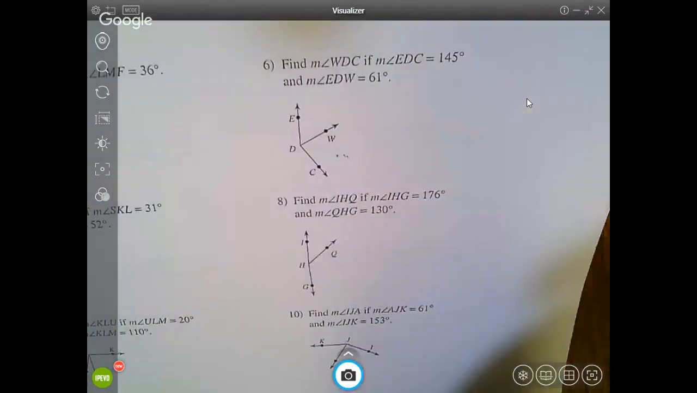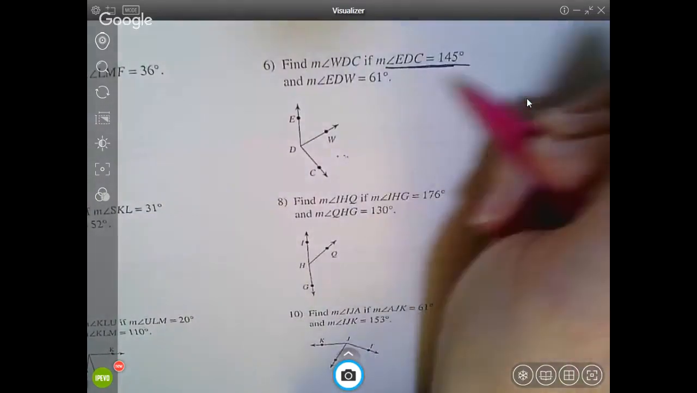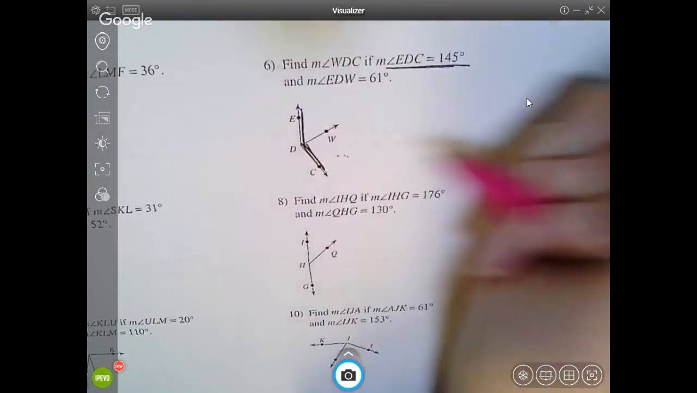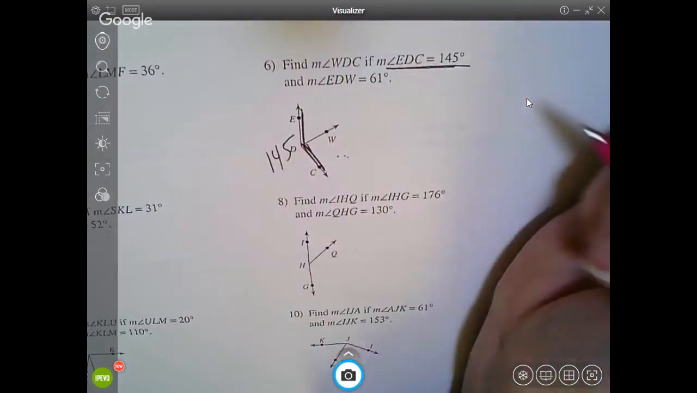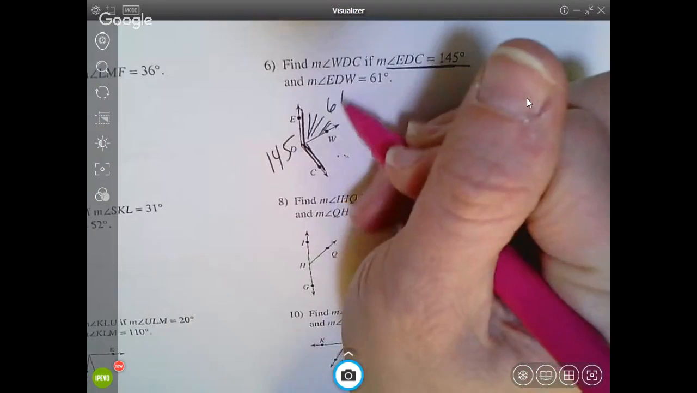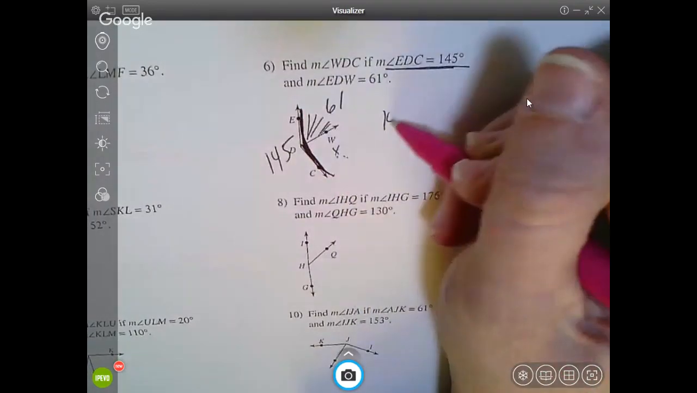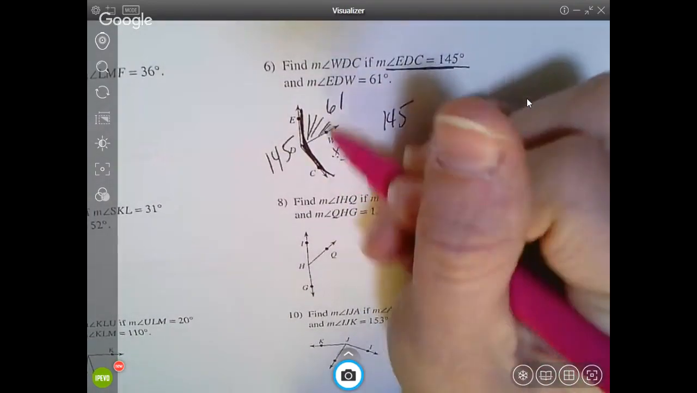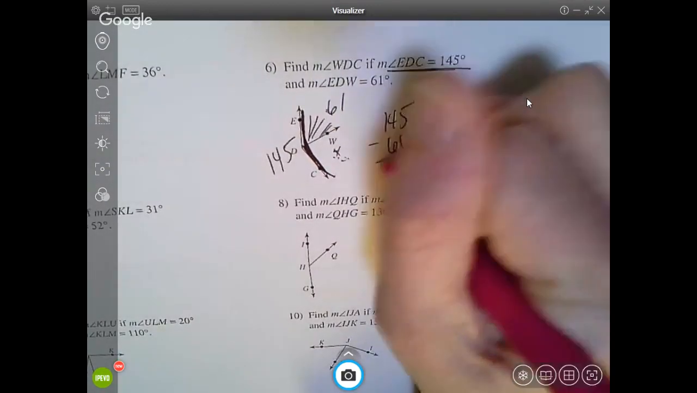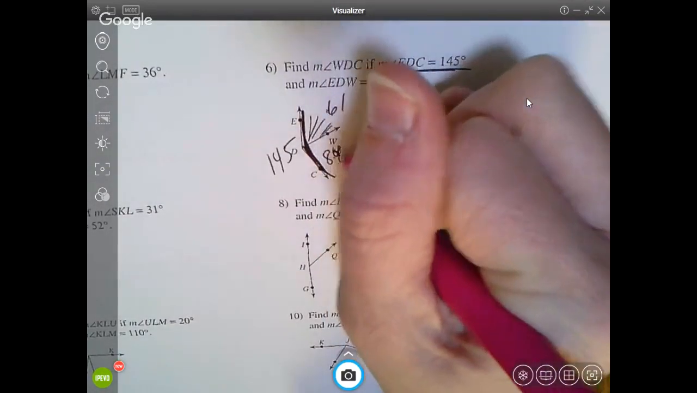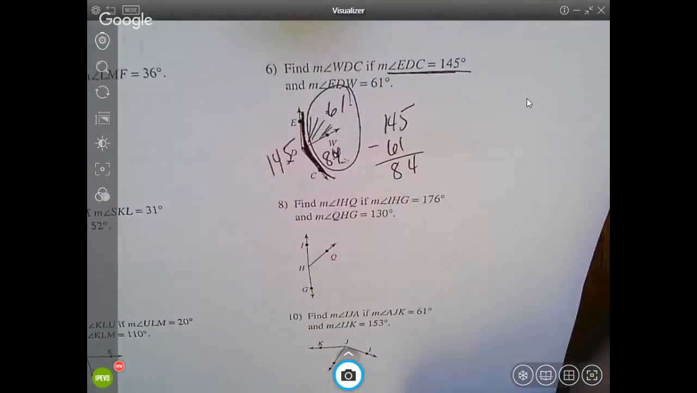Here's another example. Here, they told you that EDC, the big one, is 145. EDW, this one is 61, and they want this. What do you think you're going to do? Subtract. Subtract in this case, right? Because the bigger angle is the 145. We want what the 2 little pieces are. So now we know that if this is 84, these 2 will add up to be 145. Okay, so sometimes you have to add, sometimes you have to subtract. But don't go by what the picture looks like.